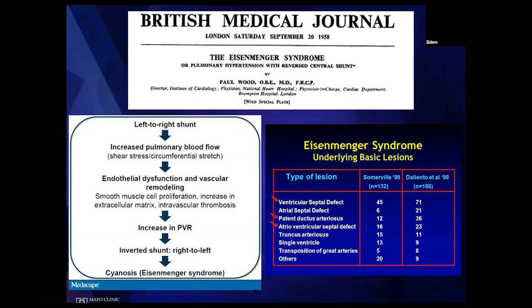And you can see from this study, most commonly in these two large studies of Eisenmenger syndrome, VSDs were the most common, but we see it with AV septal defects as well as atrial defects and patent ductus arteriosus, as well as some other congenital heart lesions, but by far the most common are VSDs and ASDs, as well as PDAs.